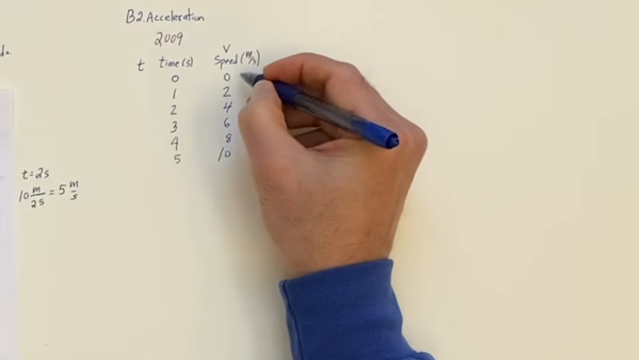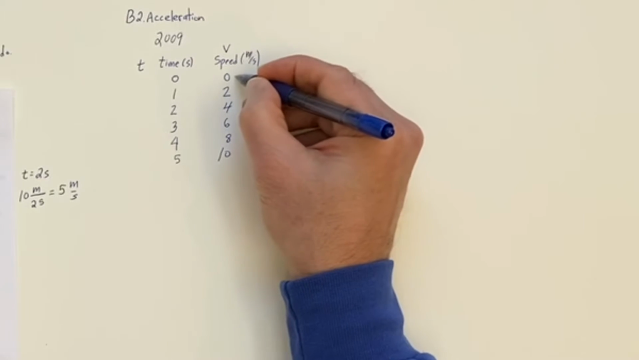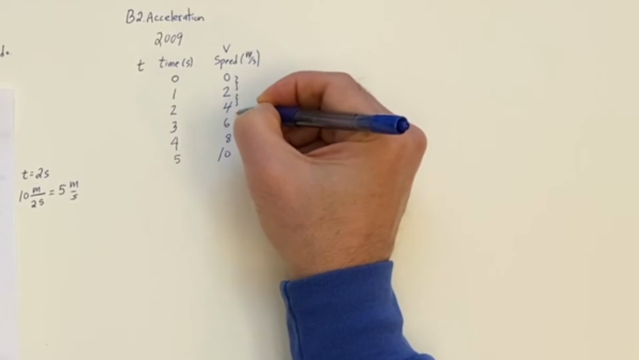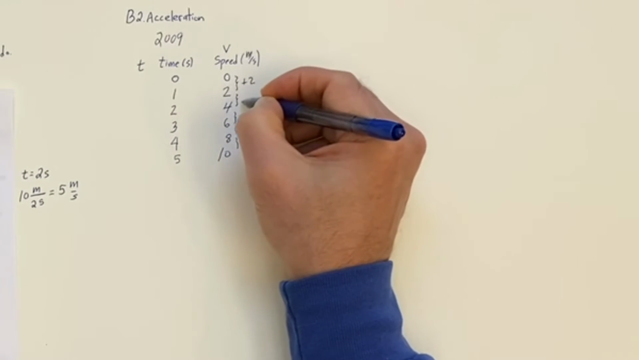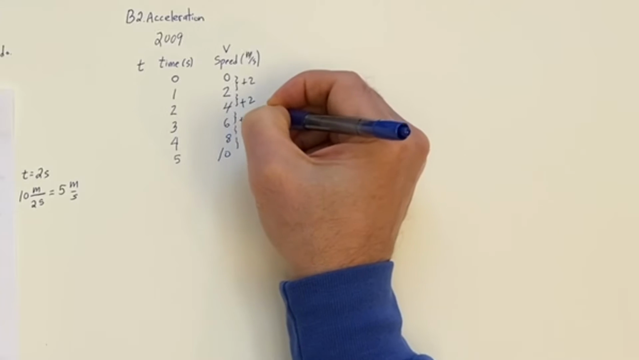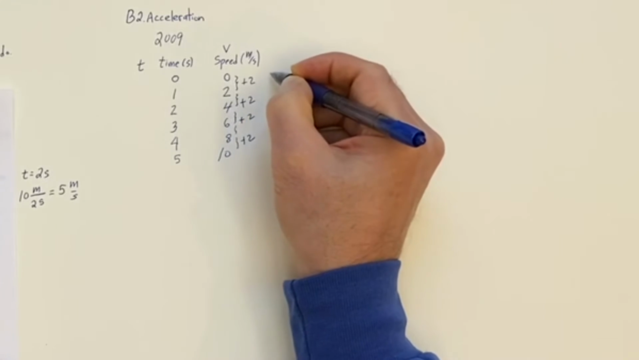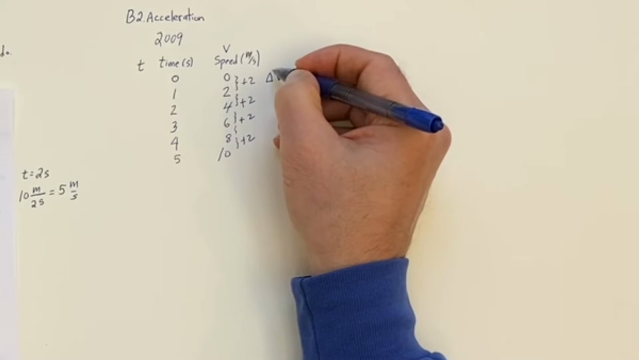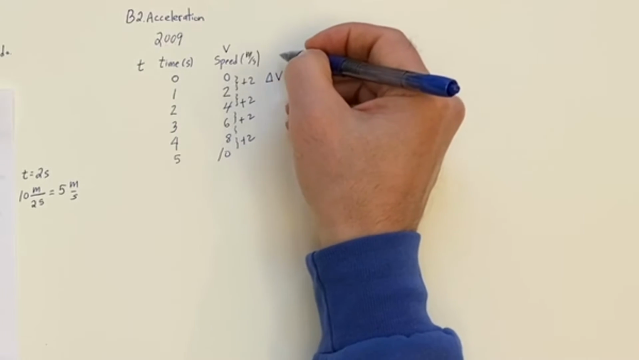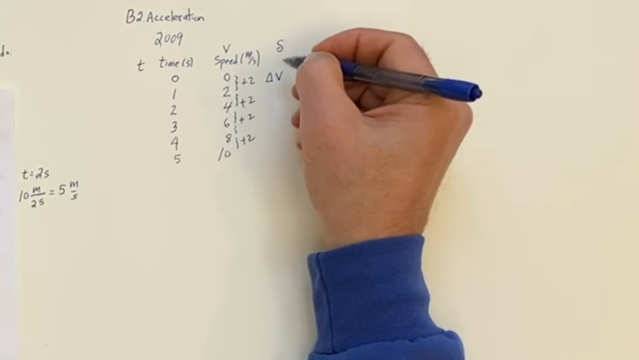So here, the change in velocity at each step, if we look at this, it's gaining 2. It's a plus 2, a plus 2, plus 2, plus 2. And we call that delta v. This is the Greek letter delta, uppercase delta. Lowercase delta is this one.